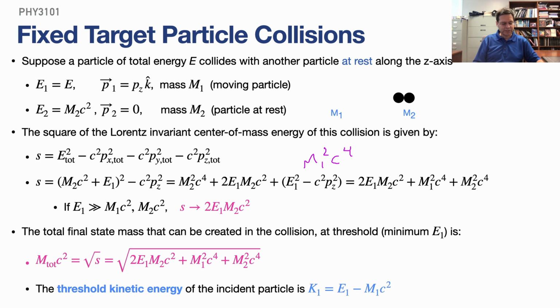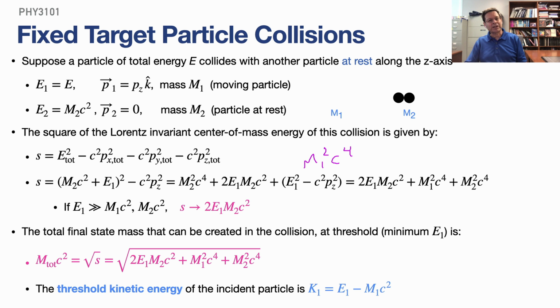And one thing to note is that that was the total mass that can be created for an incident total energy of E1, but the threshold kinetic energy for particle 1 is just the difference between the total energy E1 minus the rest mass energy of particle 1, m1c squared, and that'll be the kinetic energy K1. So the threshold kinetic energy you need to accelerate particle 1 to collide with another at rest to create a total mass m tot times c squared is just this E1 minus m1c squared, where E1 you extract from this formula here. Okay, so that is for fixed target particle collisions.